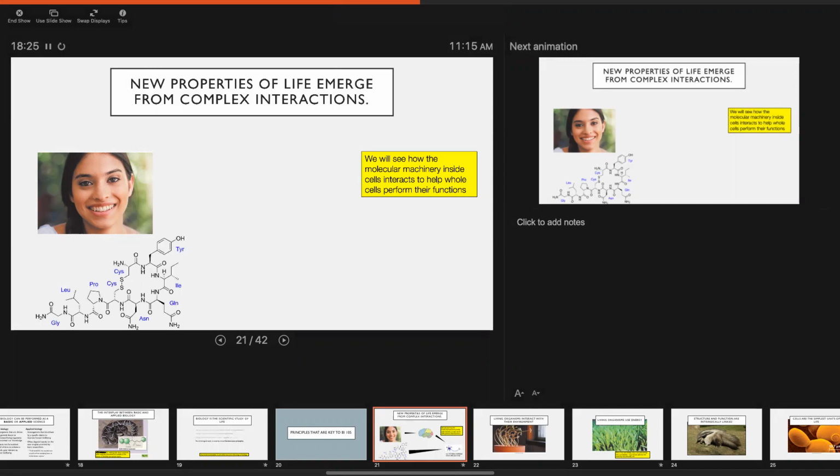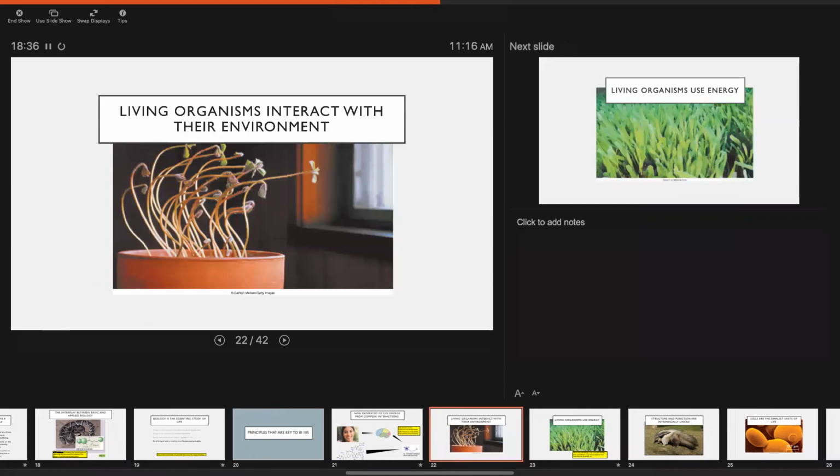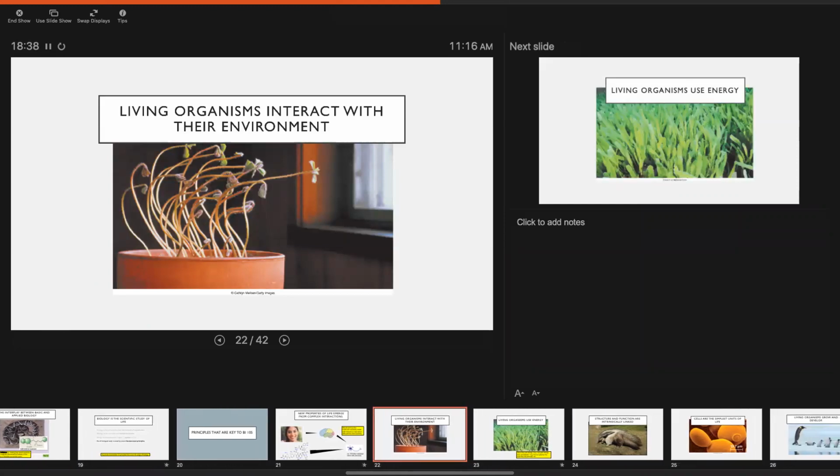And as we go up in the scale, we see that this molecular machinery generates additional properties as we go up. Okay, so another one of the properties of biology. The first one was that emergent properties come from systems.